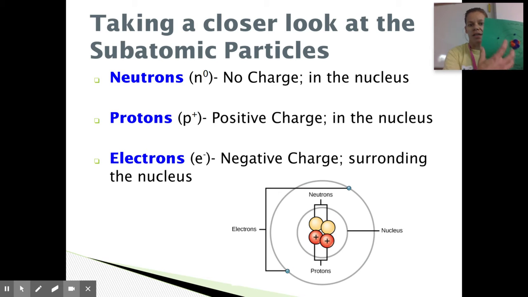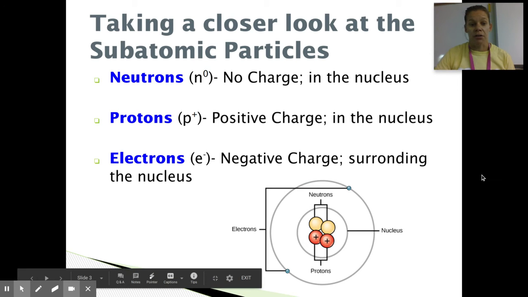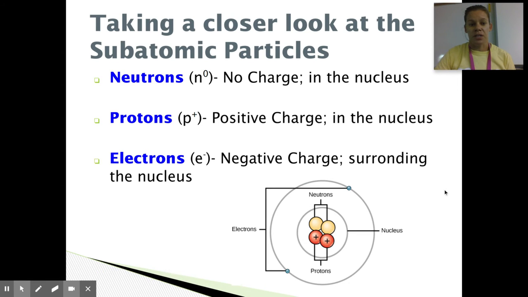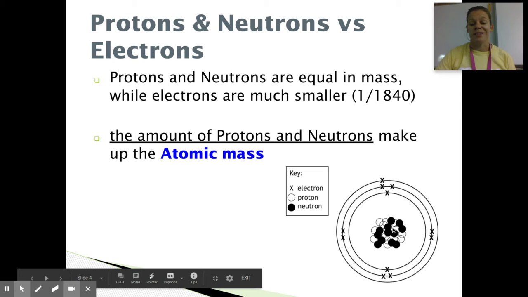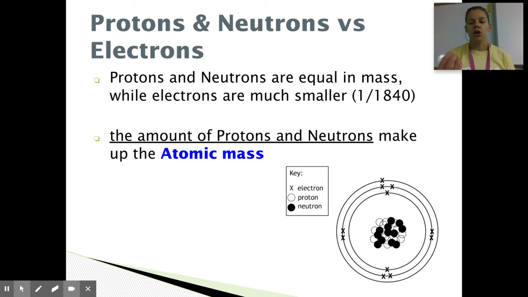So electrons are constantly moving, giving out energy. And we'll talk about the ways electrons give out energy later on. But that's really important to understand. Also, that's super important is that protons and neutrons are the mass of the element. Electrons are so tiny in comparison that they don't add anything to the mass. So it's kind of weird for us to wrap our head around.